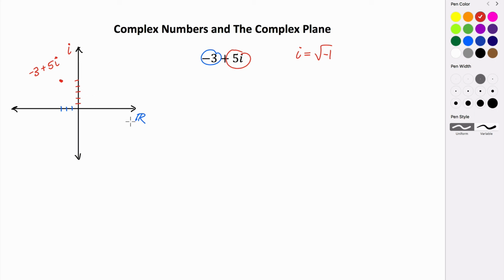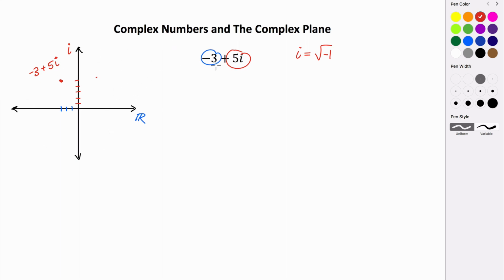And really that's all there is to plotting complex numbers. They still have the same signs, so it's positive and positive, negative and positive, negative and negative, positive and negative. But instead of being written as an ordered pair, it's written in this form here, and that would give us, again, the complex numbers and the complex plane.